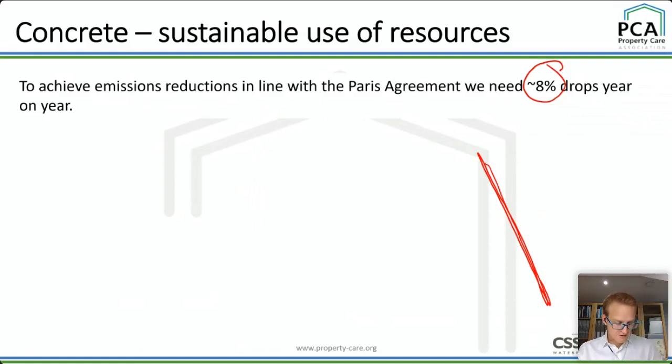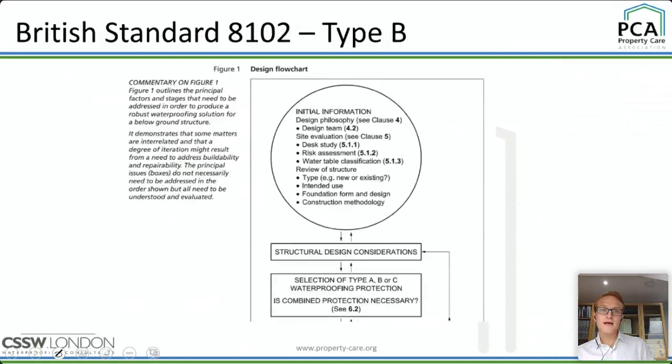So enough about sustainability for a moment, and back onto waterproofing. British Standard 8102, Code of Practice for Protection of Below Ground Buildings Against Water from the Ground, starts with this design flow chart where we say you need a design team, you need a desktop study, you need to know what the water table is doing, all that sort of stuff. Then you go on to ask what our structural requirements are, and then you select how we achieve the waterproofing. You could go with type A, type B, or type C, or a combination thereof. And today we're talking about type B.